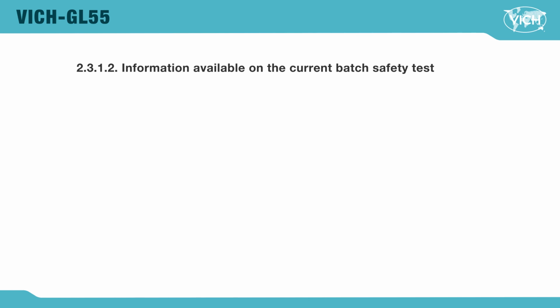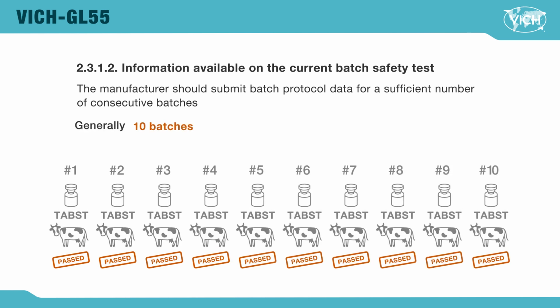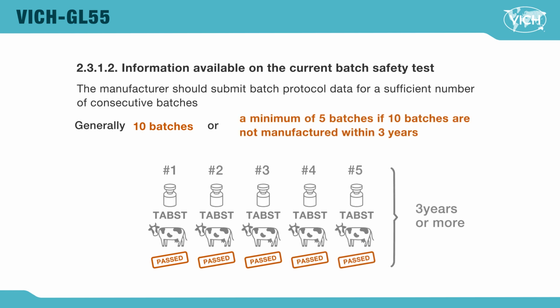2.3.1.2 Information available on the current batch safety test. The number of batch safety data needed to ensure waiving of the TABST has been indicated in this section. As a general rule, test data are required for 10 consecutive batches. But if fewer than 10 batches are manufactured in 3 years, the minimum of data for 5 batches shall be required.